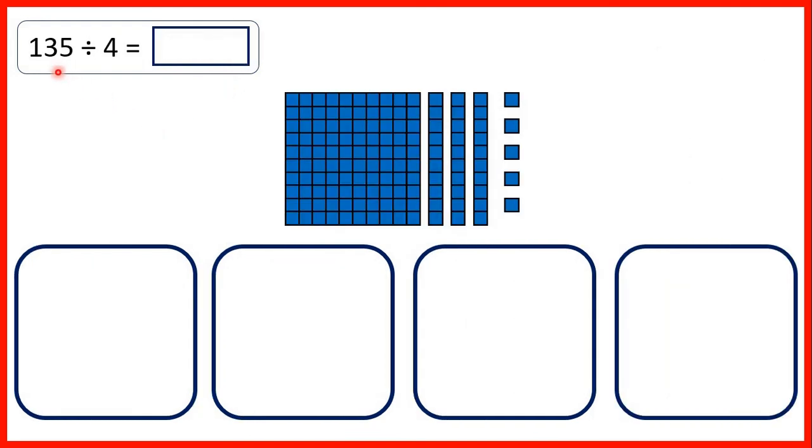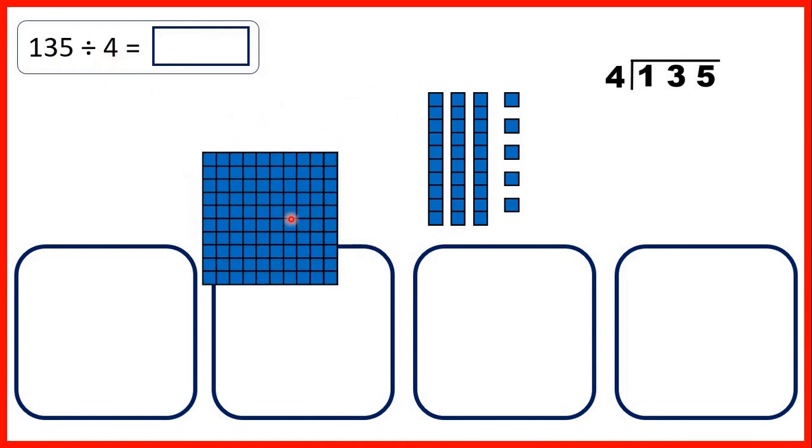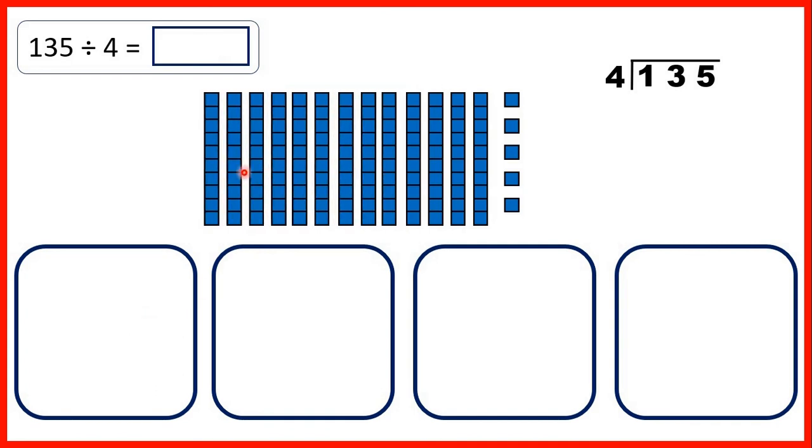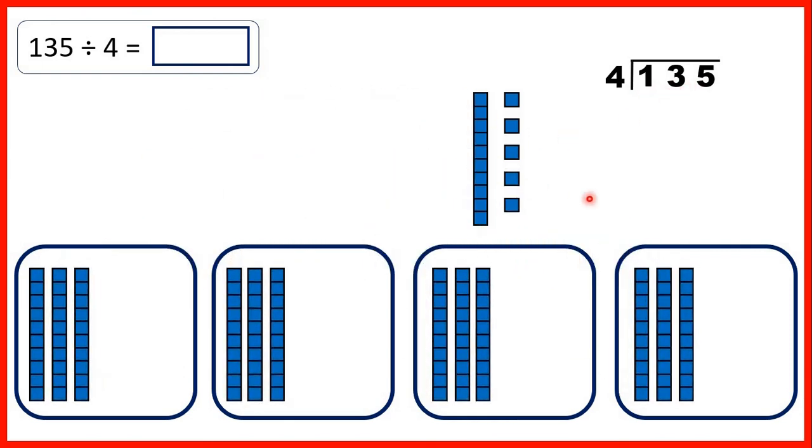Our last question was 135 divided by 4. Again, we can't share out our 100 because when we divide, we need equal groups. But if we split our 100 into 10 tens, we now have 13 tens, and that's why we could take the first 2 digits together. Now we can share out 12 of those tens, and because we have 3 tens in each group, because 3 times 4 is 12, we can write 3 as the tens digit of our answer.